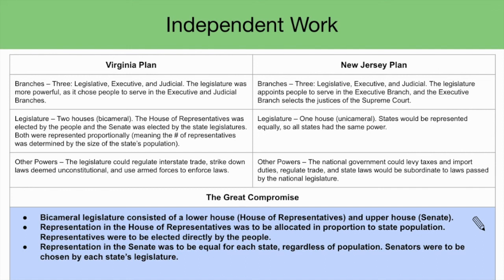Now, just a little bit more background information. The 17th Amendment to the Constitution established the direct election of senators so that today the voting population of a state chooses their 2 representatives in the Senate.